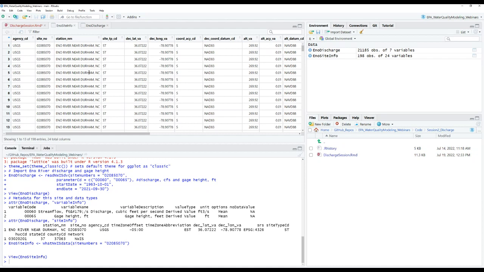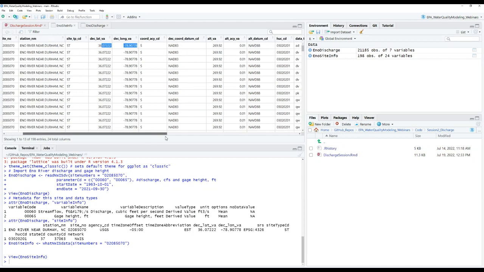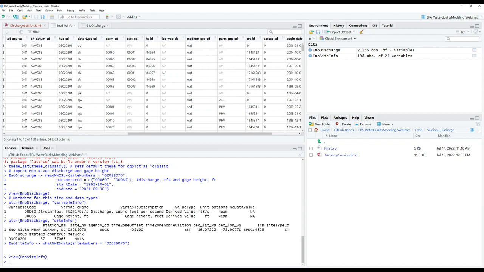Again, this should look pretty familiar based on what we're looking for. We've got the Eno River near Durham. We've got our site number. We've got latitude and longitude. If we scroll further along, we can see that there's a bunch of different parameters that have been measured. These are these parameter codes. Again, you can look these up online if you want to know exactly what they are. And then it also includes information, whether this is a daily value, what sort of statistic it is. So 0003 is mean, and then there's also minimum and maximum that are available.